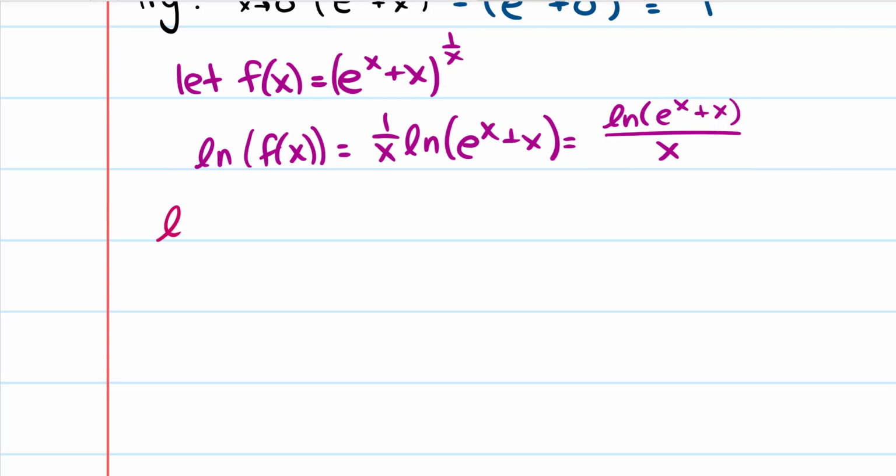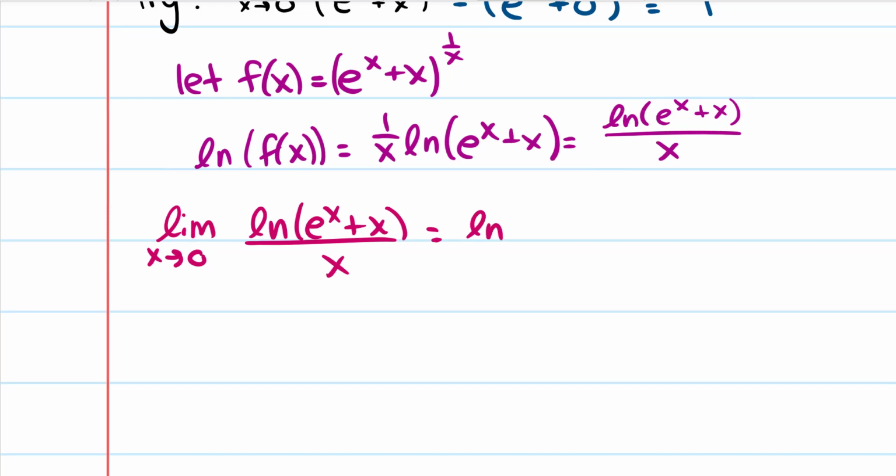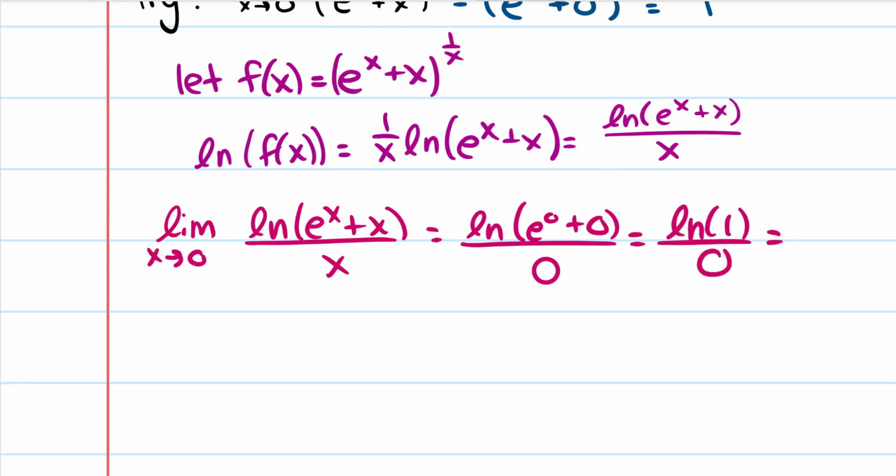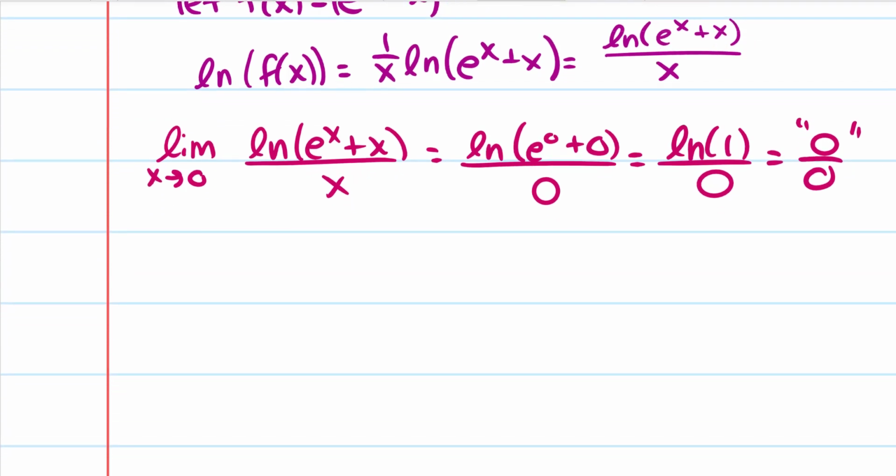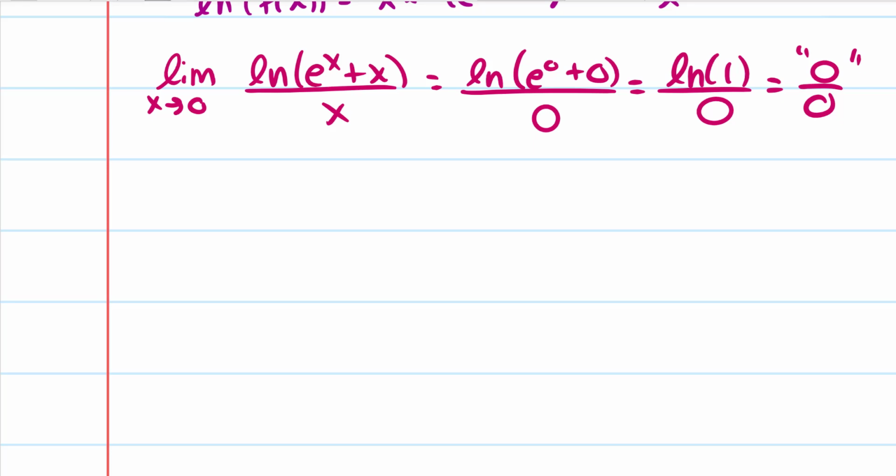So the limit as x approaches 0 of ln(e^x + x) all divided by x is going to be equal to ln(e^0 + 0) over 0, which is going to give me ln of 1 over 0, which is equal to 0 over 0, which is an indeterminate form, which is a good thing because now we can use L'Hopital's rule.